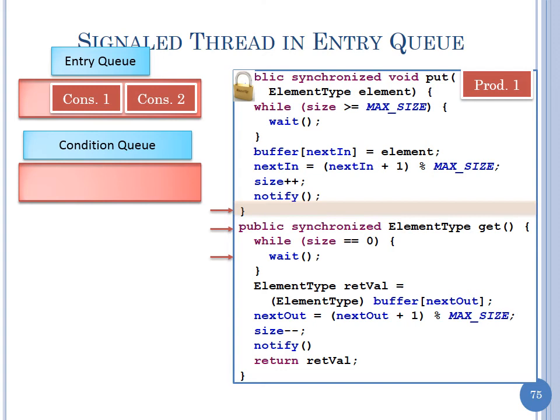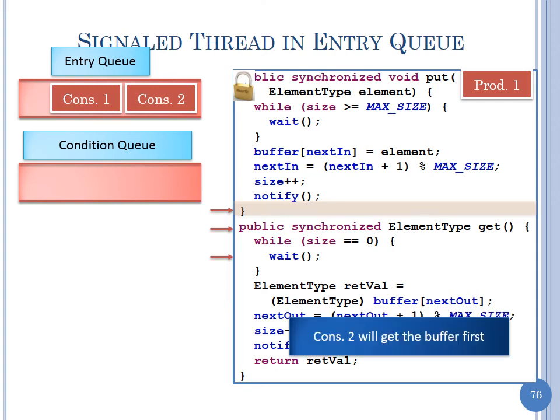You all said urgent queue, or one person said urgent queue at least. So what if I put consumer 1 in the entry queue? What would be wrong with that? Let's answer that question. Consumer 2 will get the buffer first. Consumer 2 came after consumer 1 had done the wait, and consumer 2 will get the buffer first. And this can happen again and again.